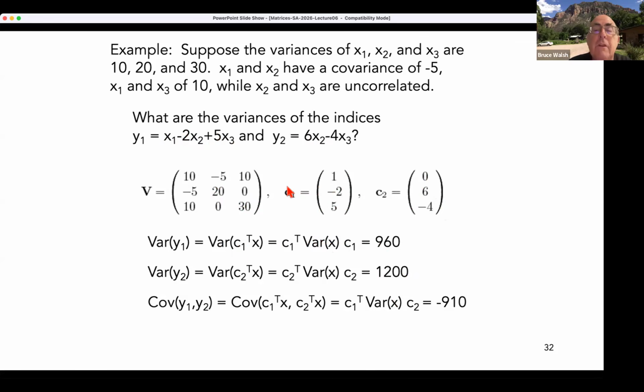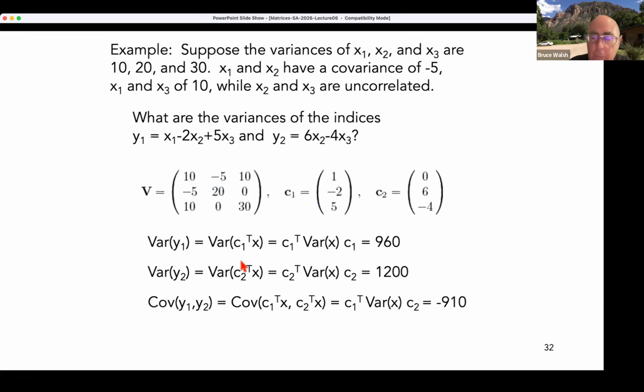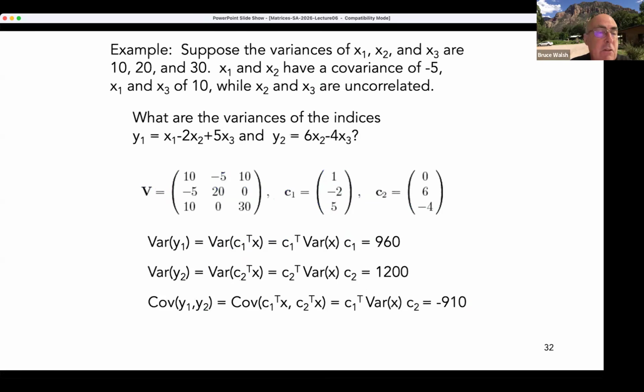What's the covariance between this and that? Well, it's just C1 transpose, variance covariance matrix, C2: 910. I can then express that as a correlation by dividing that by the square root of that times that. So these quadratic products are very useful because very often we have weighted sums that we're looking at. When you see an expression like that, it means the variance of a weighted sum. And again, we'll see that in something like index selection.